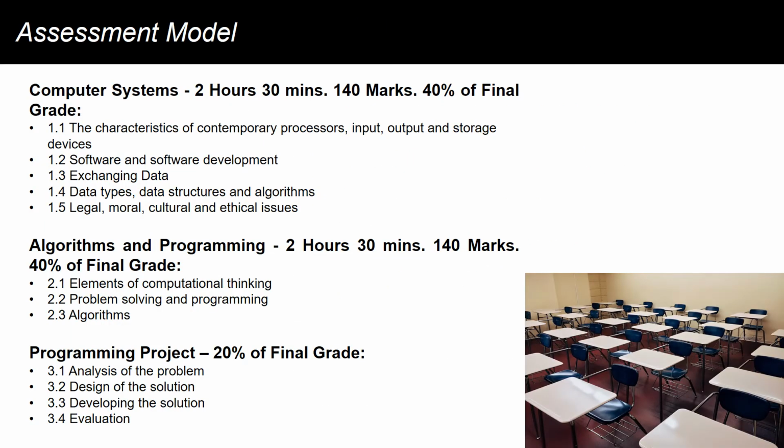A-Level Computer Science is split into 3 components, much like the GCSE. It comprises 2 exams, Computer Systems and Algorithms and Programming. Both are 2 hours and 30 minutes long and will consist of 140 marks. Both are equal to 40% of your total grade. So everything we covered on the previous slide, 1.1 to 1.5 and 2.1 through to 2.3, are the specific topics that are covered on both papers.